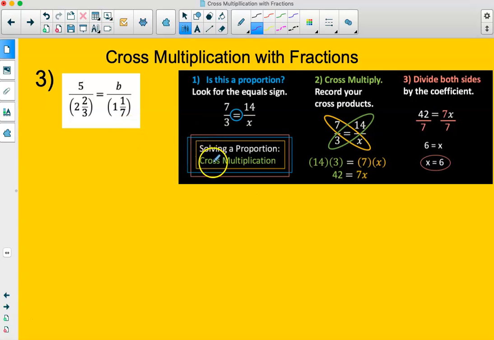We know that we can apply the cross multiplication method when we're trying to solve a proportion and we're trying to figure out what that variable is equal to, what that missing number is. So we know that we can apply cross multiplication, so we're ready for step 2. We're going to cross multiply. So I'm going to record my sets of parentheses and my equal sign in between.